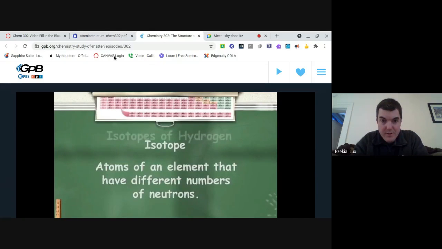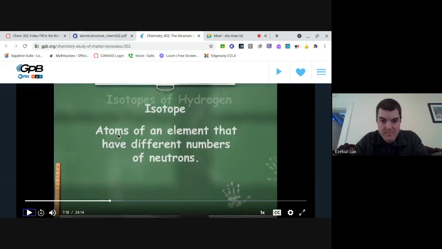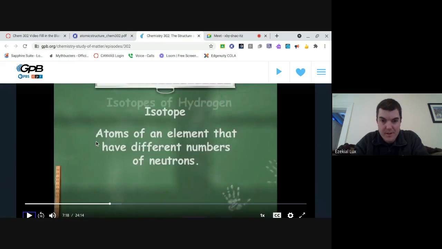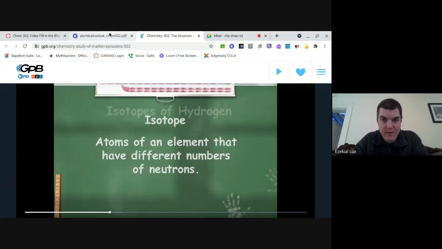The remainder of this you're going to take and finish up tonight. You've got about 18 minutes left. Like I said, you just have to go back and forth with it. Right now you're on isotope, atoms of an element that have different numbers of neutrons. So the neutrons are going to be different. We talked about that on Tuesday. But this, like I said, serves as a good review.